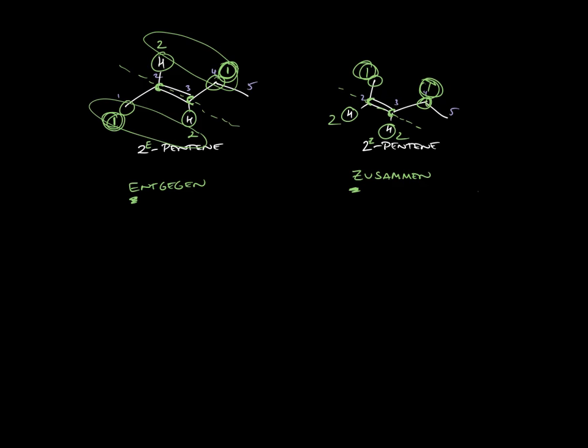R and S are used when we have to rank 4 things around a chiral carbon. E and Z are used to rank when we have 2 things on each side of an alkene. And we look for whether or not the 1s are together, which is zusammen or Z, or if they're apart, which is E, or entgegen. All right, so do an example of this, and then we will jump into whatever is next.